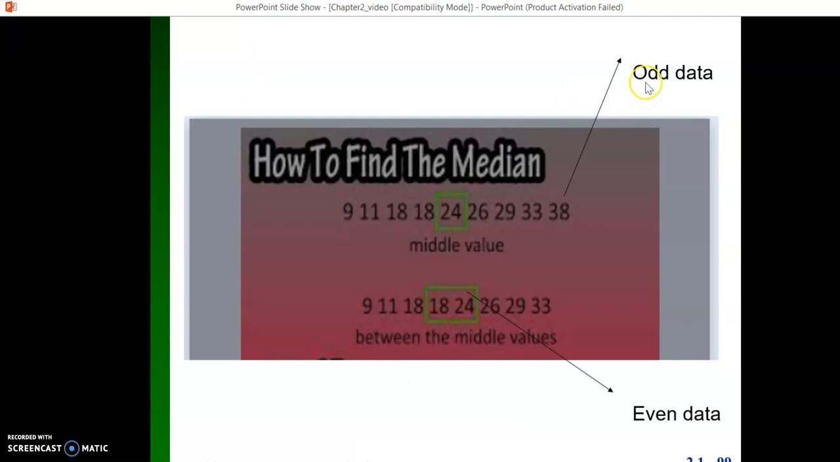Here's an example for odd data and even data. You can see the example. When it comes to odd, there is only 1 middle value. When it comes to even, there are 2 middle values. You have to add 18 plus 24 and divide by 2. That will give you the median.